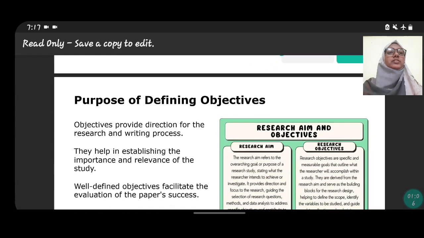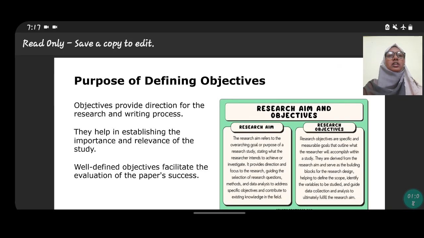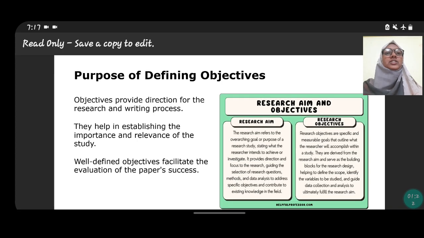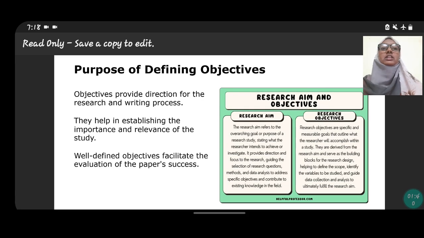While coming to the purpose of defining objectives, objectives provide direction for the research and writing process. So this provides a path for writing research. They help in establishing the importance and relevance of the study. So they reveal what the importance of the study is and what the paper is about. A well-defined objective facilitates the evaluation of the paper's success.